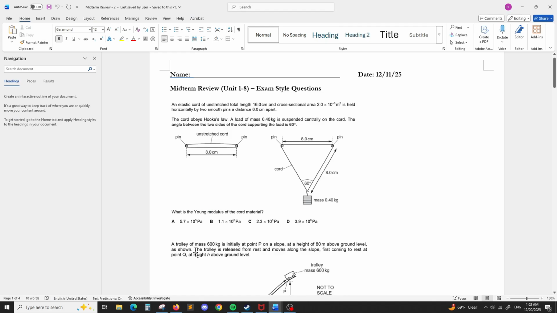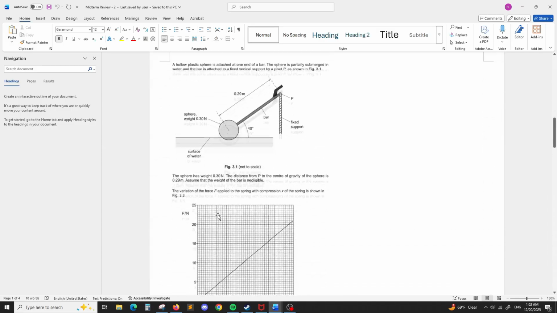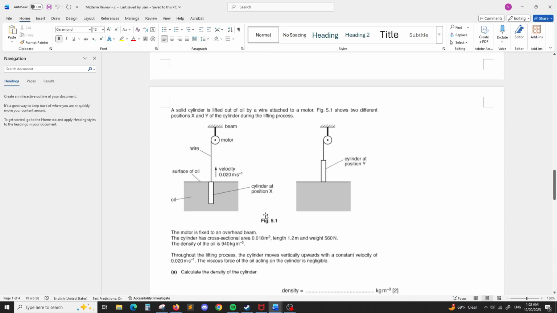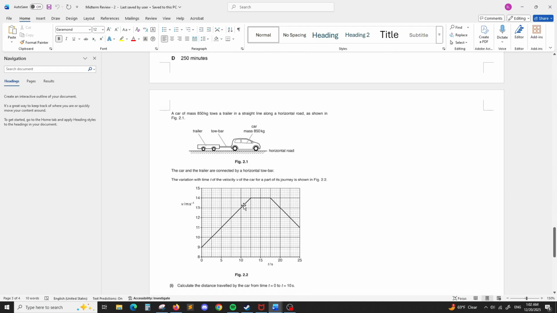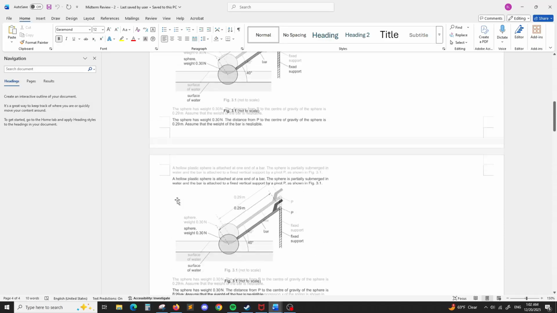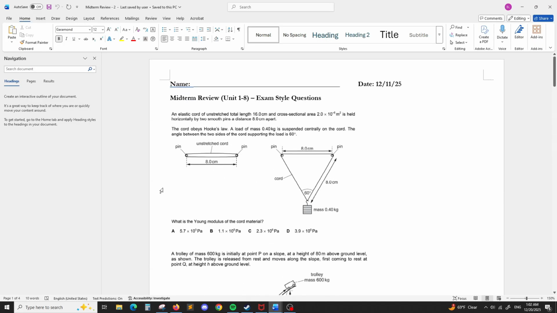It's going to be units from 1 to 8, and it's a combination of FRQ and MCQ questions. So here we have MCQ, and then we're going to have FRQ down here, more FRQ, and then more MCQ, FRQ, and then MCQ. But yeah, let's go right in.